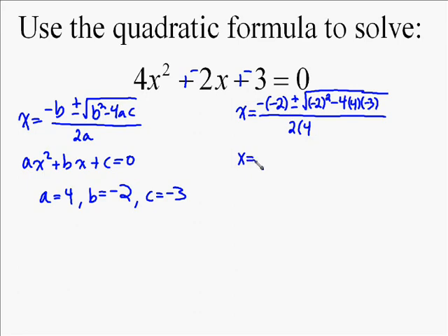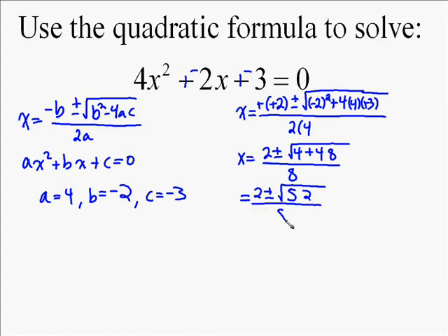Now we've got to simplify. Well, the first thing is that negative and negative is a positive, so we get a positive 2 plus or minus the square root of, well, negative 2 squared is 4. Then you've got two negatives: a negative 4 and a negative 3, so that becomes a positive. And then you have to do 4 times 4 times 3, which turns out to be 48. And then that's all over 2 times 4, which is 8. We simplify the square root, so we're going to have x equals 2 plus or minus the square root of 52 over 8.